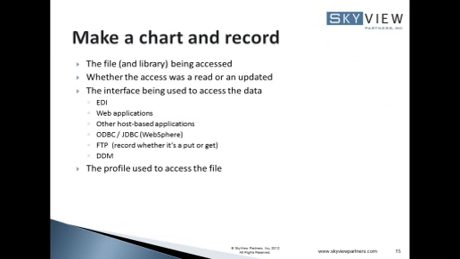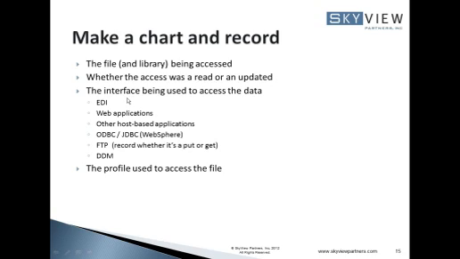So what you want to do is make a chart and record all of the ways that your applications can be updated or used from outside of that application. And you want to make sure that you know which file it is and the library, and whether the access was a read or an update, because if it's a read, then that process needs use, and if it's an update, it needs at least change.